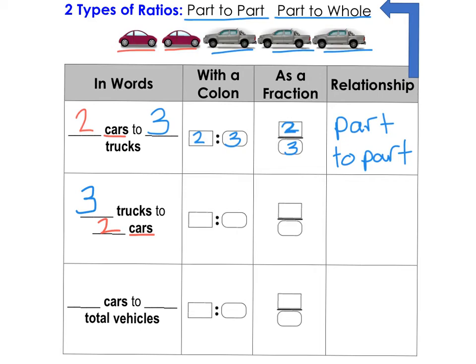So here, you would write the ratio 3 to 2. You could still write ratios with colons, so you could still say the ratio 3 to 2. You can write the ratio as a fraction, which is 3 to 2. And then the relationship again, because cars make up part of the ratio and trucks make up the other part of the ratio, this would be a part-to-part ratio again.